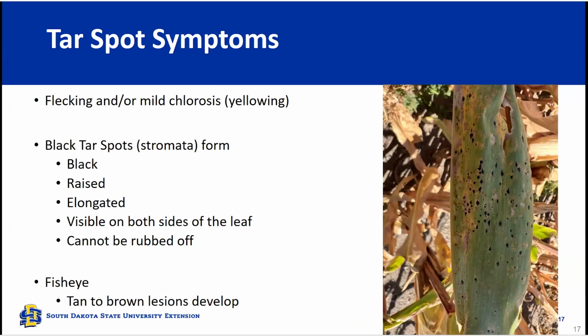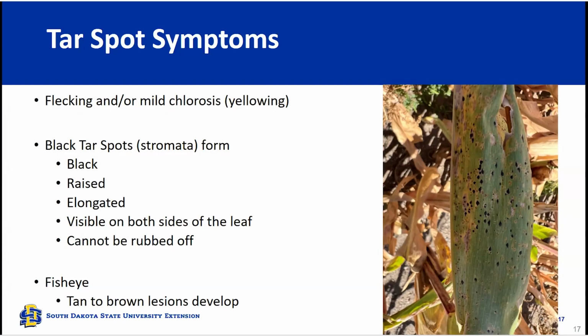Tar spot has some different phases of the disease. This first one is called flecking, or has some mild chlorosis. It's really easy to miss because it's kind of a yellowing. It can almost look like drought. It can almost look like there's some nitrogen issues. So again, that flecking, mild chlorosis, is a little easier to miss. As you start to see the symptoms or lesions develop, you'll see the yellowing behind the black, so that's a little easier to find. But just that flecking or chlorosis on its own, it's a little bit hard to see out there.